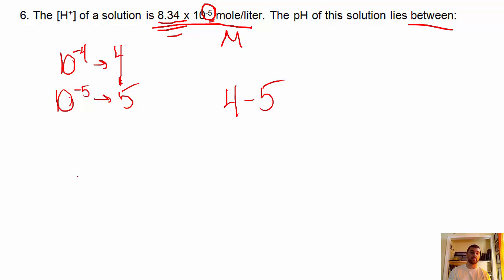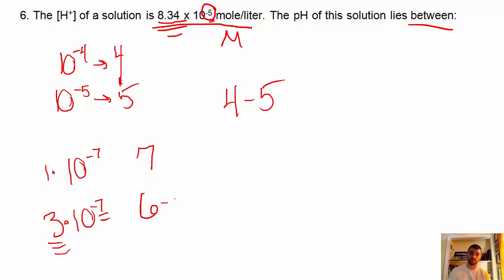Right? So if I had, let's say, 10 to the minus 7, if I had 1 times 10 to the minus 7, that would be exactly a pH of 7. If I had 3 times 10 to the minus 7, well, all right, that 3 is telling me it's more acidic than 7, but not quite as acidic as 6. So I know it would be in between 6 and 7.